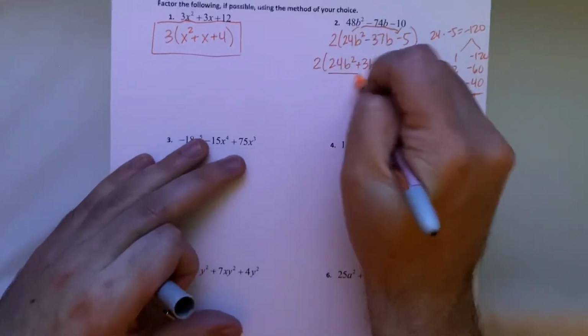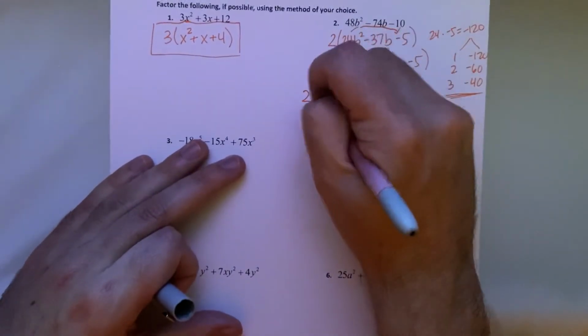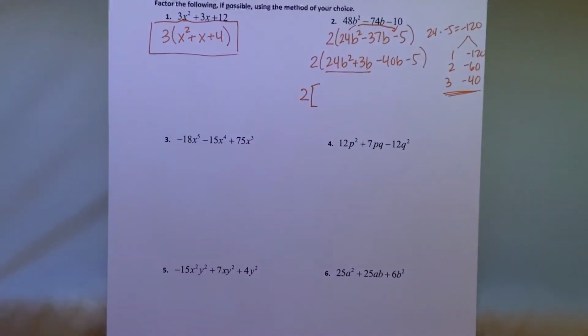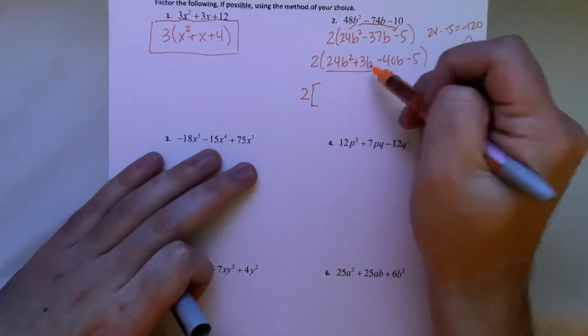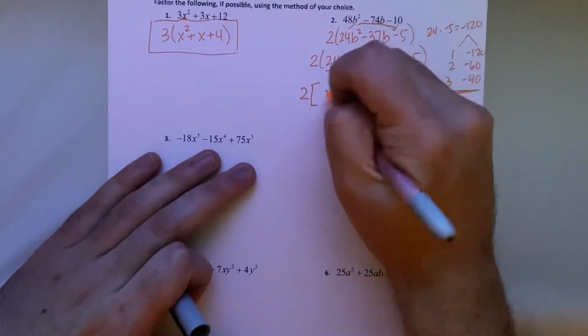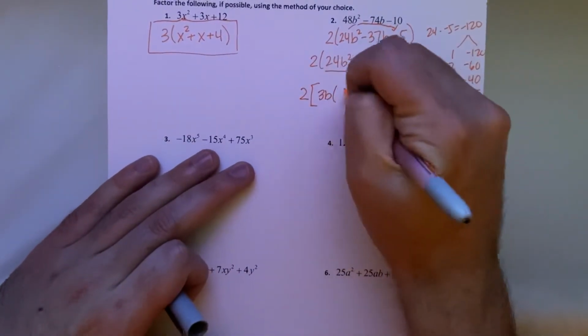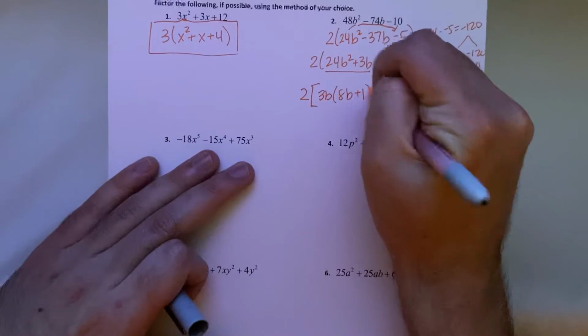Okay, so what do these two share? I'm going to leave my 2 out here. I'm going to put a brace, or a bracket, to separate it off. 24b squared and 3b share a 3b. They leave an 8b plus 1.